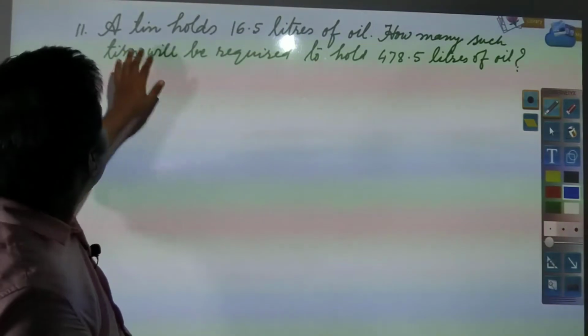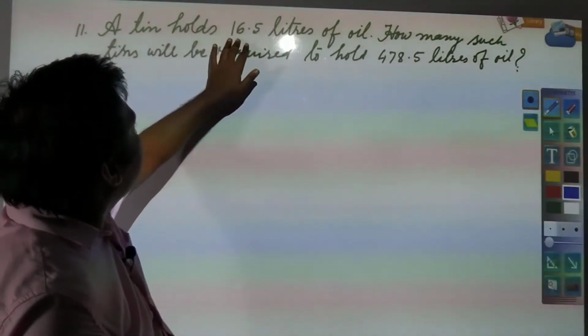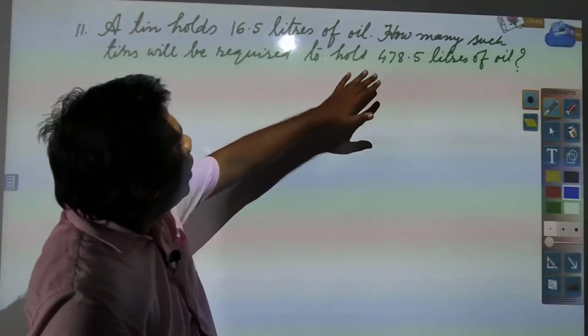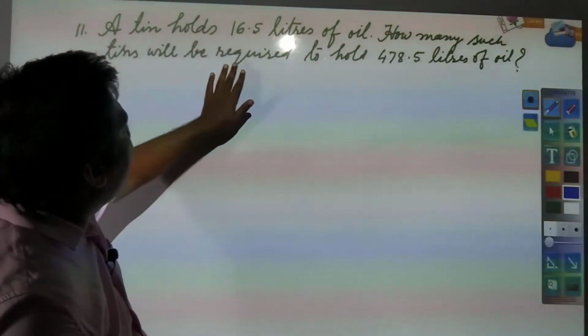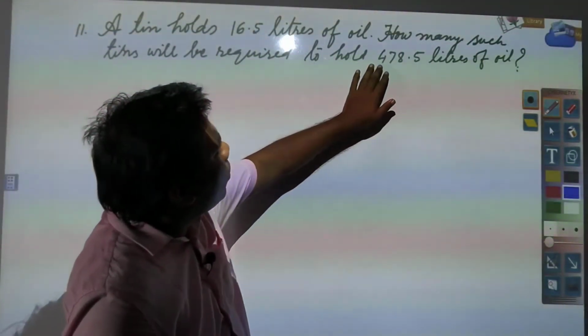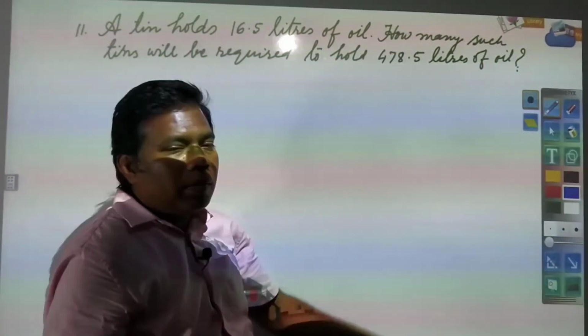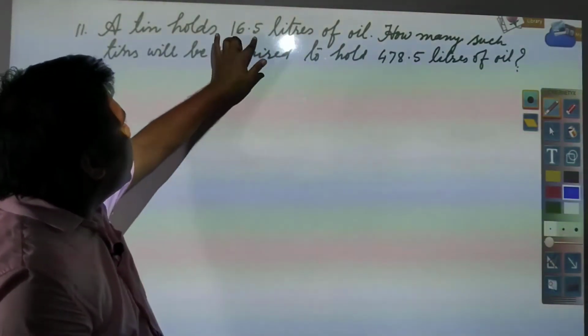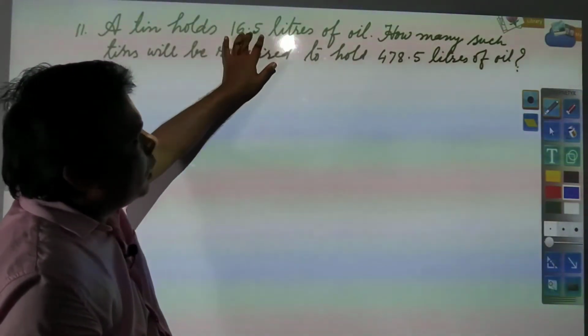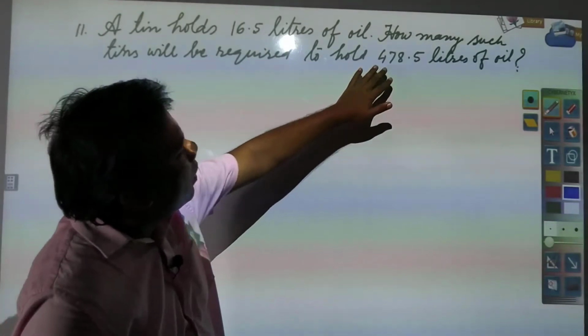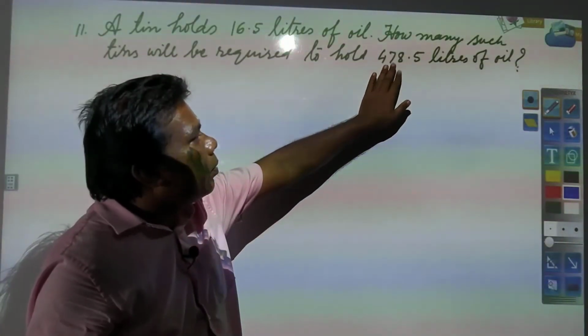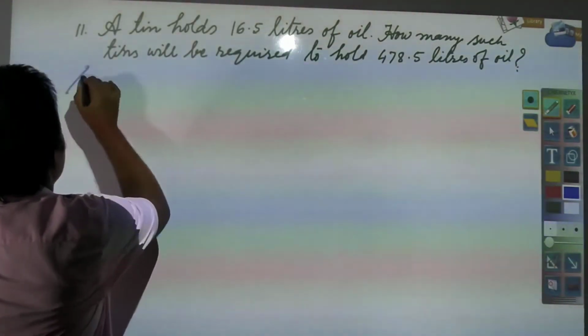Next you have, a tin holds 16.5 liters of oil. How many such tins will be required to hold 478.5 liters of oil? One tin, you see, is holding 16.5 liters. So how many tins will be required for this many liters of oil? So again the same thing is required to be done.